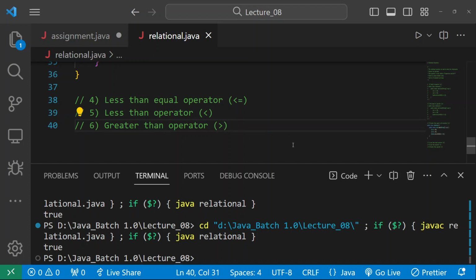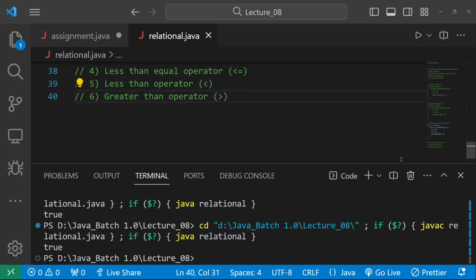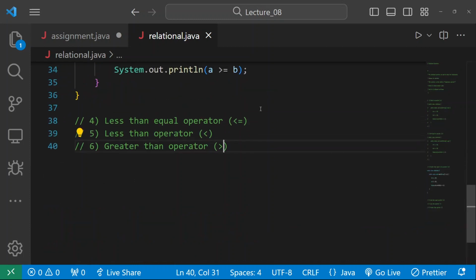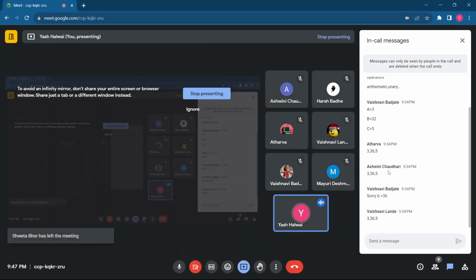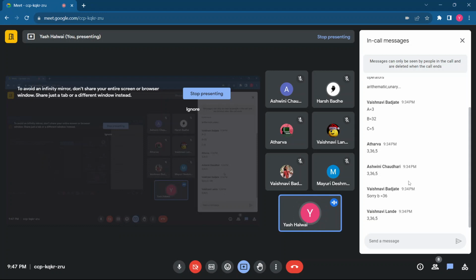Yes or no? Yes. Okay, so can anyone let me know what the result of a relational operator always is? A Boolean value. Okay, it means it is clear to you. Remember, it will always be either true or false. True represents one, and zero represents false.